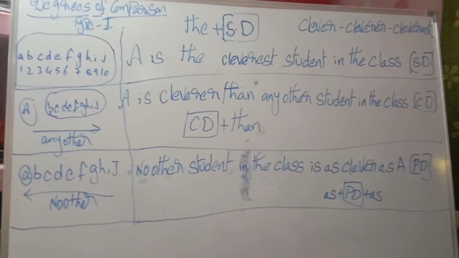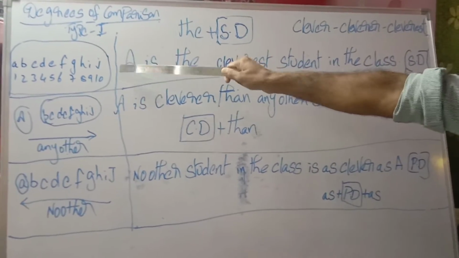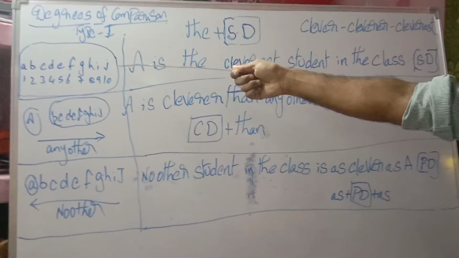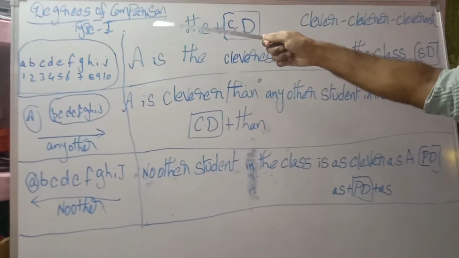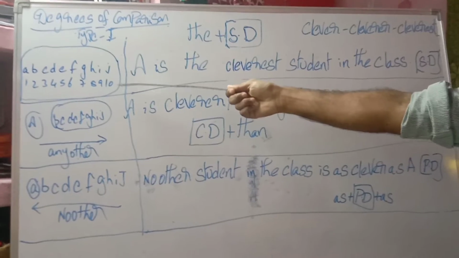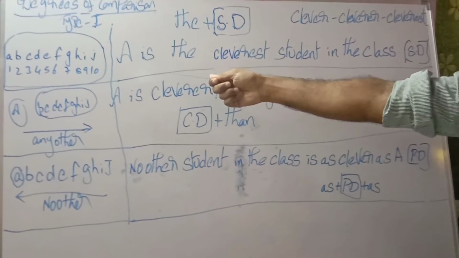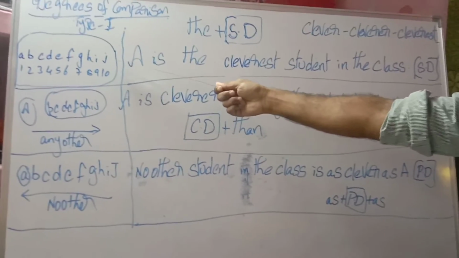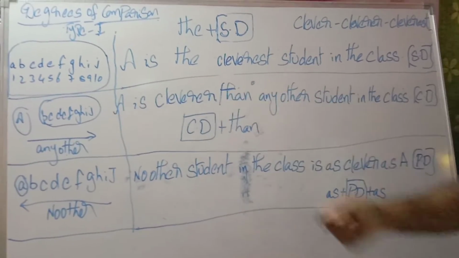Now let us assume there is a school and there is a class. In the class, these are the students: A, B, C, D, E, F, G, H, I. According to their progress card, they got these respective ranks. A got first rank, B second rank, C third rank, D fourth rank, E fifth rank, F sixth rank, G seventh rank, H eighth rank, I ninth rank, J 10th rank.